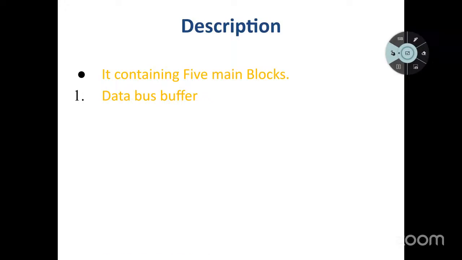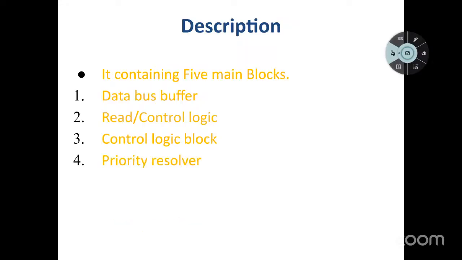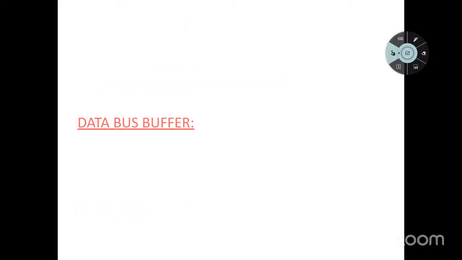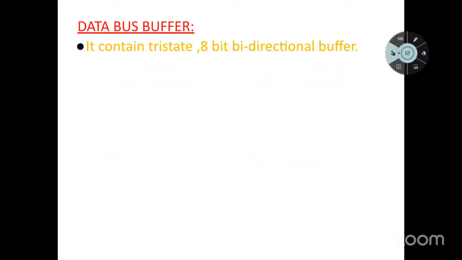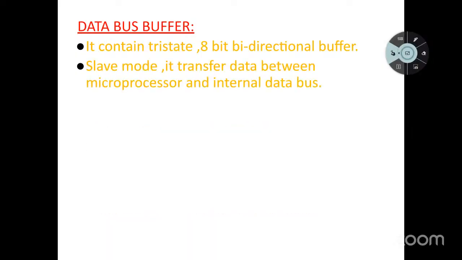Data bus buffer. Next, read write ఇక్కడ control గా read write logic, control logic, priority resolver, DMA. So this data bus buffer is in the data in the person about first one.